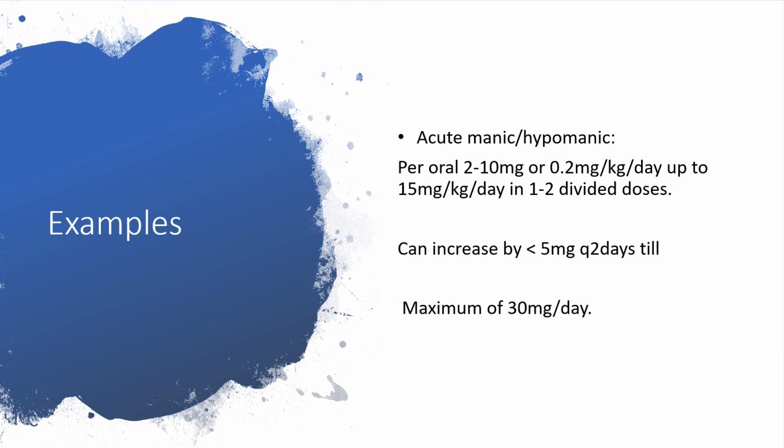In acute manic or hypomanic state, we can give per hour 2 to 10 milligrams or 0.2 milligram per kilogram per day up to 15 milligram per kilogram per day in 1 to 2 divided doses. We can increase by less than 5 milligram every 2 days until the maximum dose of 30 milligram per day is reached. When we reach that bar, no more increment.